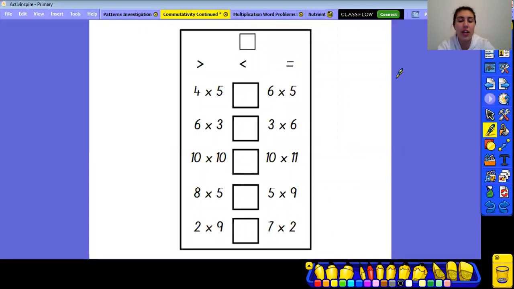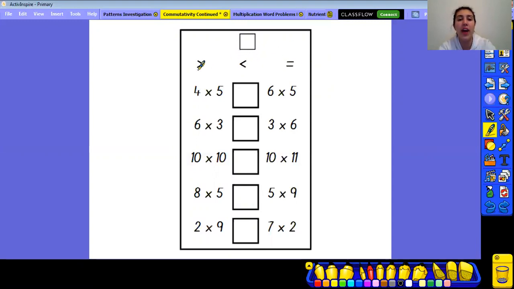And then the square sheet. This is for those of you that are working at greater depth for year 2. So do not do this sheet if you are finding this work tricky. If you're finding this work very easy, then have a go at this challenge sheet. So what you need to do is fill the box here with the appropriate symbols.